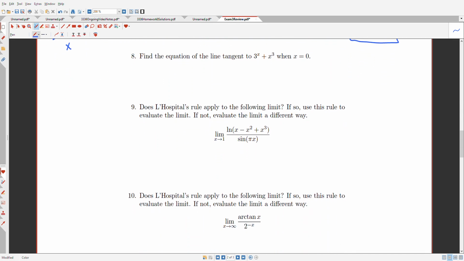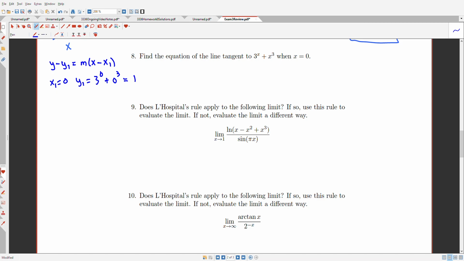Okay, so question 8 is asking about tangent lines. For tangent lines, we need a point and a slope. So we need an x1 comma y1, and we need a way to figure out the slope m. Well, we're told x1 is 0, so that's good. But y1 is the output of this function when we plug in x1 equals 0. So y1 will be 3 to the 0 plus 0 cubed, which is just 1.